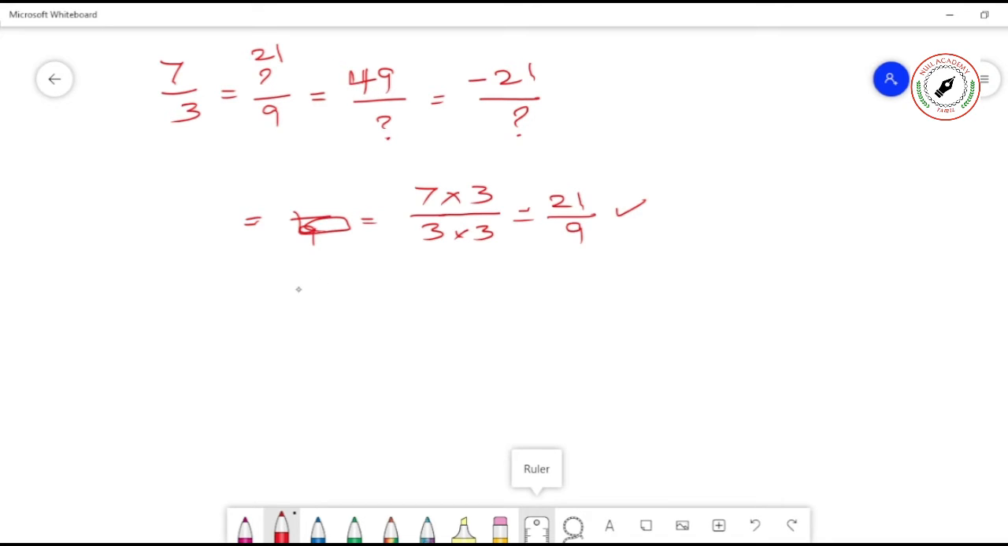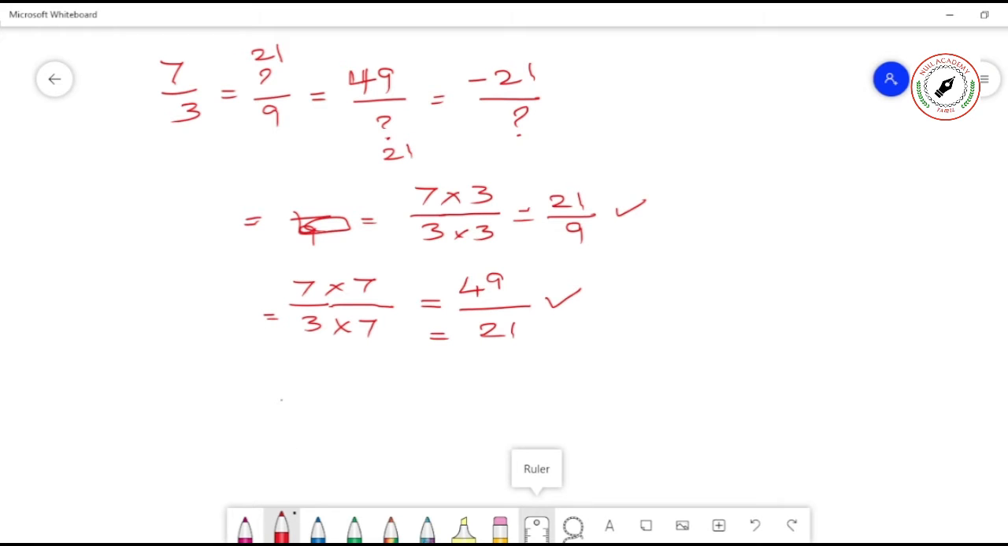Shall we do it again? 7 by 3. How much do you have to get? 49. So how many times do you have to multiply? Tell me your table: 7 ones are 7, 7 twos are 14, 7 sevens are 49. Since you are multiplying the numerator with 7, you have to multiply the denominator also with 7. 3 sevens are 21. So the answer here is 21. 49 by 21 is the same as 7 by 3. Okay, you see the third one.